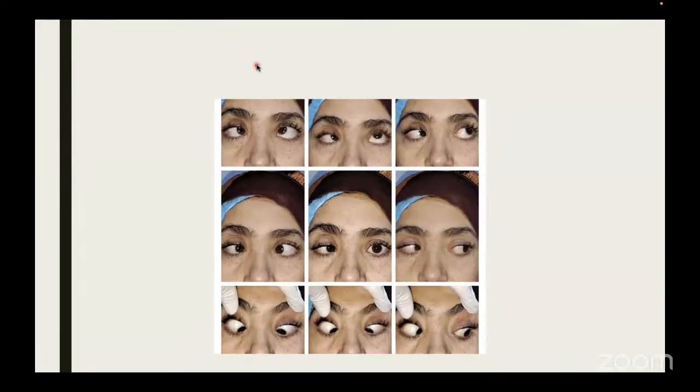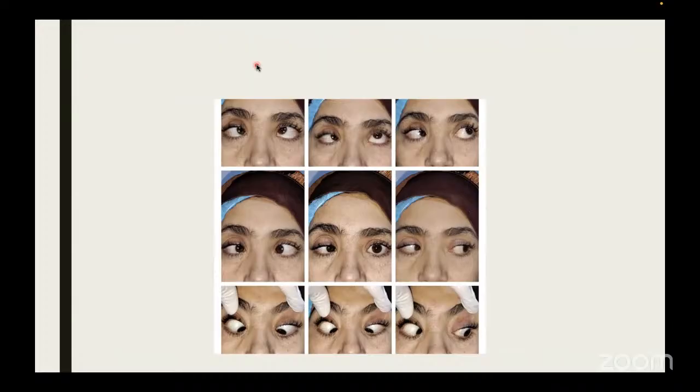There is this obvious history of head trauma, because the patient developed esotropia. So it's a long-standing one. Here, obviously, all those measures which we do initially are not going to work.